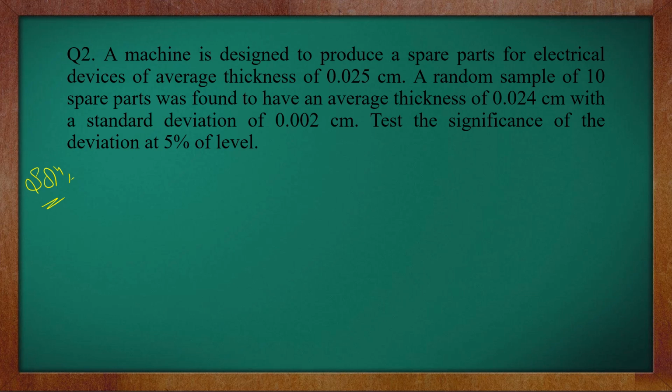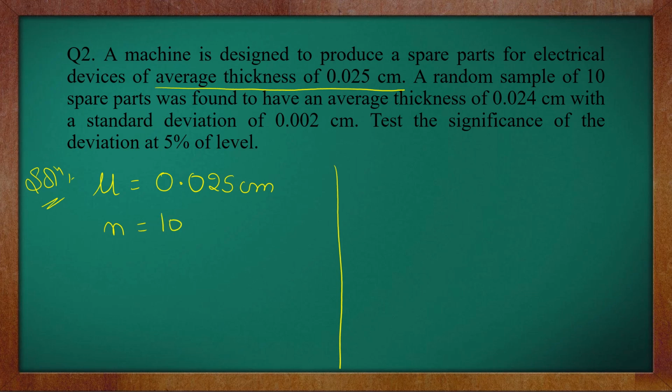Okay, let's start. The next example: a machine is designed to produce spare parts for electrical devices of average thickness of this one. Average means mean. How many spare parts are they producing? Don't know, so definitely this is the population mean, 0.025 centimeter. Now a random sample of 10 spare parts, they have selected 10 spare parts.